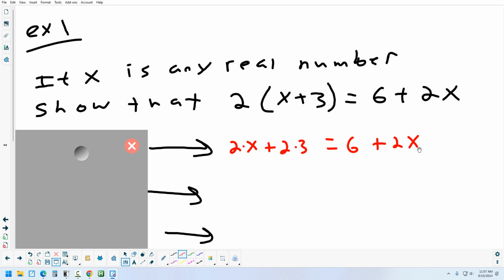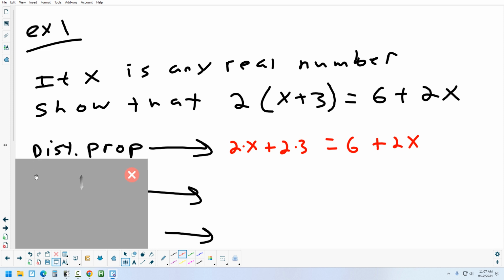Yeah, distributive. That's the distributive property. So the goal is to make the left side look like the right side in 3 steps. I just want you to tell me the name of the property in each step. So that's distributive.